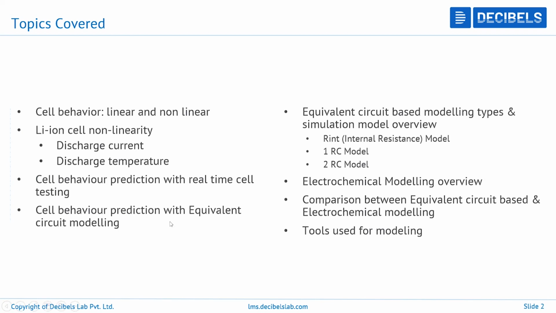So then we'll go for understanding the equivalent circuit-based modeling, right? So in that, we'll be discussing three types of models. One is called the internal resistance model. The other one is called the RC model. So the RC model is further divided into two parts. One is called 1RC and the other one is called the 2RC model. So we'll have a look into all this. We'll see the circuit diagrams, the equivalent electrical circuit diagrams, and we'll see some analogies as well. So how exactly we can represent the cell as a model, as an electrical model.